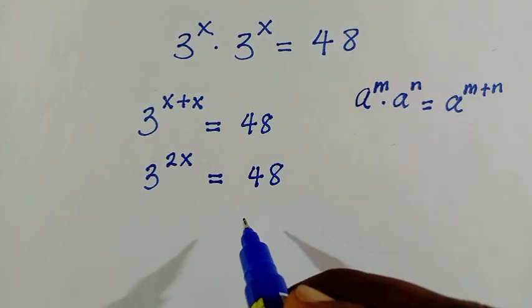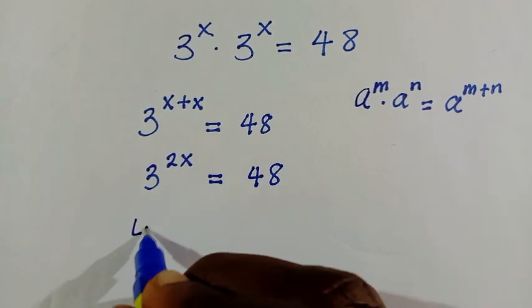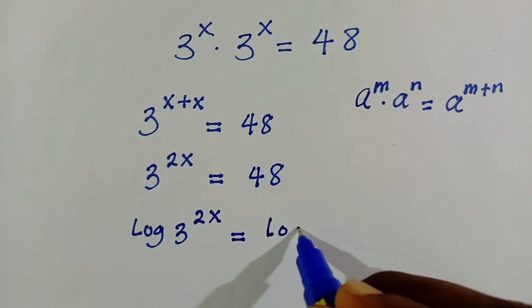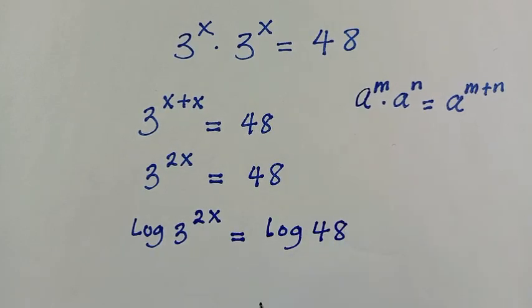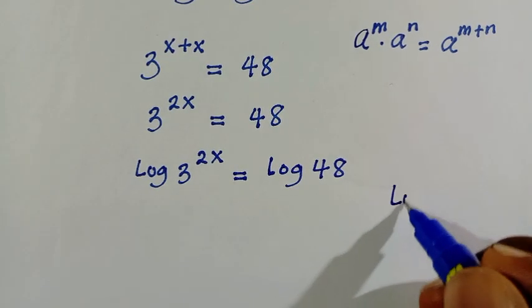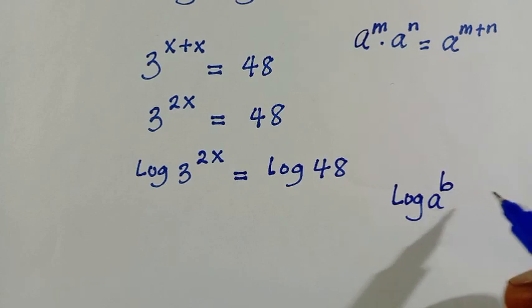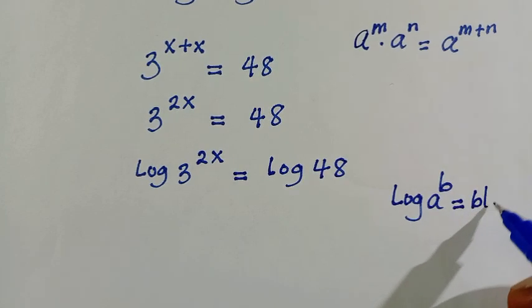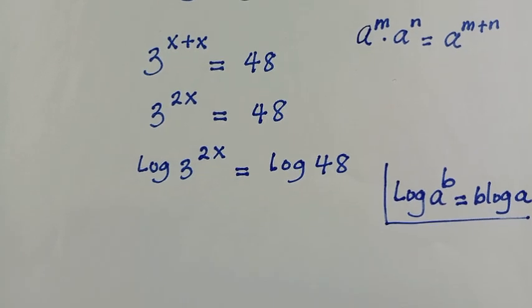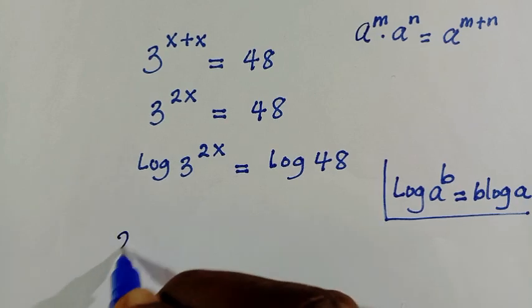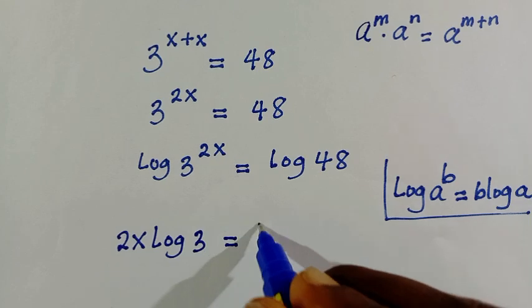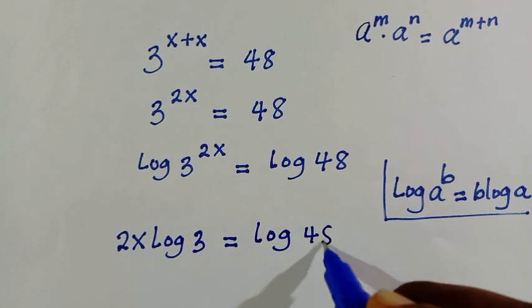Let's introduce logarithm to both sides. We have log 3 raised to the power 2x equals log 48. Then from here, let's say we have log a raised to the power b equals b log a. So we consider this rule. Then from here, we write this as 2x log 3 equals log 48.